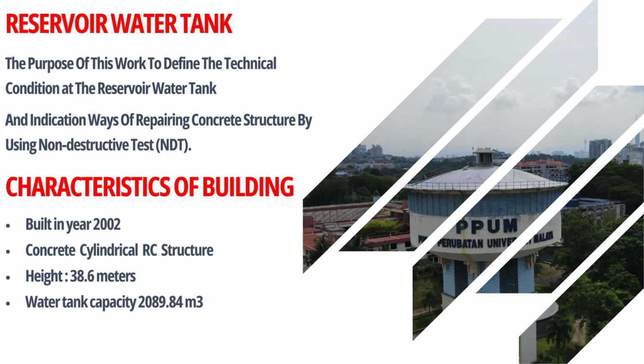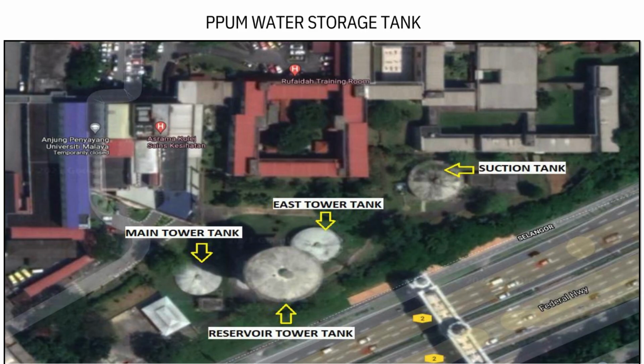So this is our case study. The reservoir water tanks were built in 2002. They are concrete cylinder RC structures, with a height of 38.6 meters. The capacity of the reservoir water tanks is 2089.84 cubic meters. Our PPM water storage tank consists of the main tower tank, reservoir tower tank, east tower tank, and suction tanks.